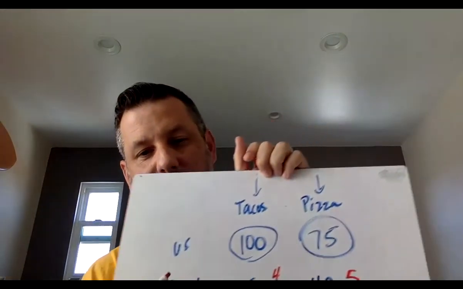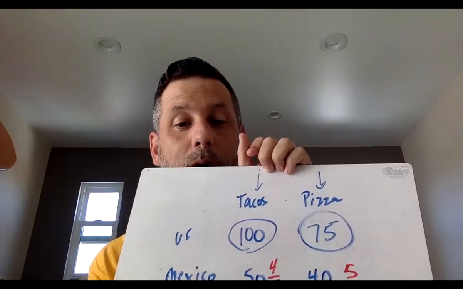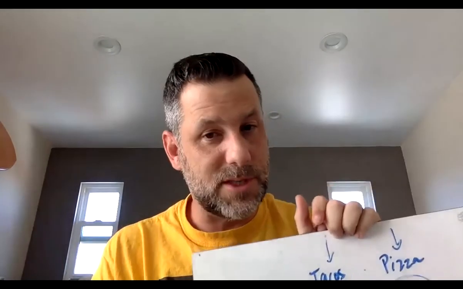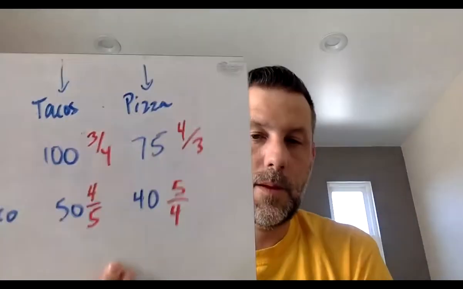Notice that for each person or country, their opportunity costs are always reciprocals. They're always reciprocals. For the United States, to find the comparative advantage, it's going to be 75 over 100, or 3/4, and 100 over 75, which is going to be 4/3. Again, reciprocals.